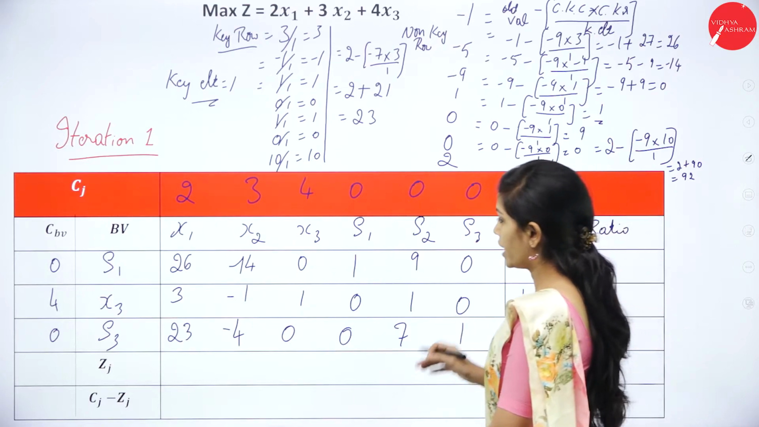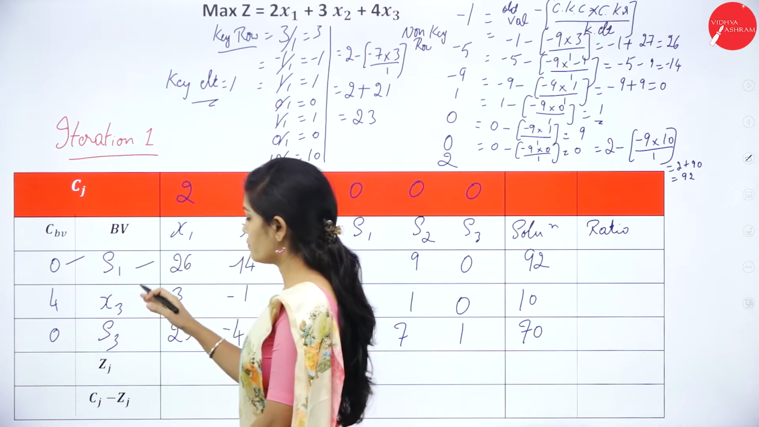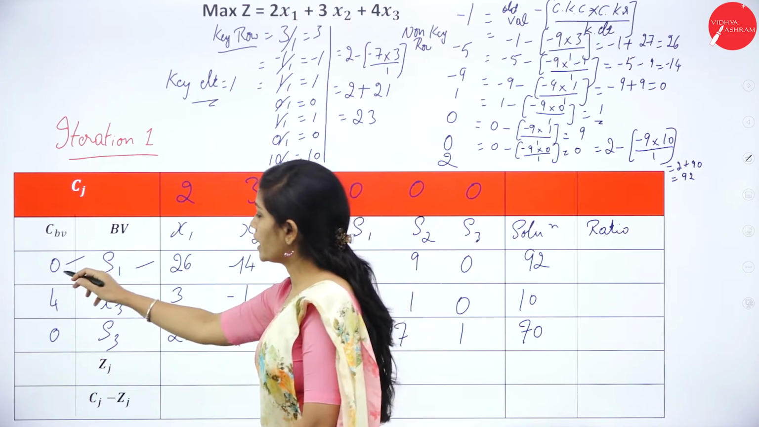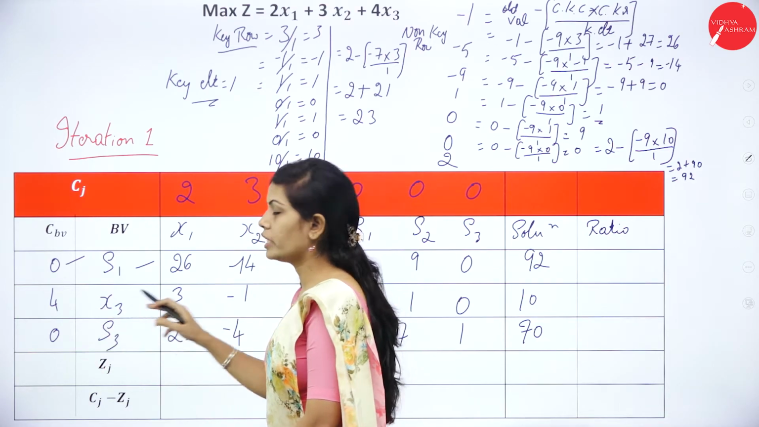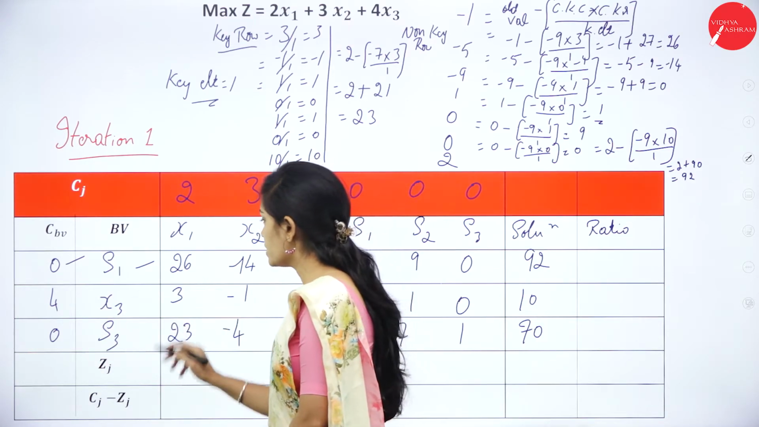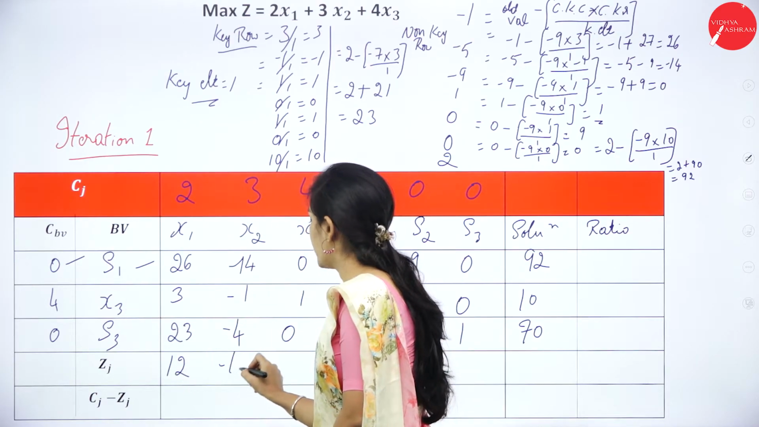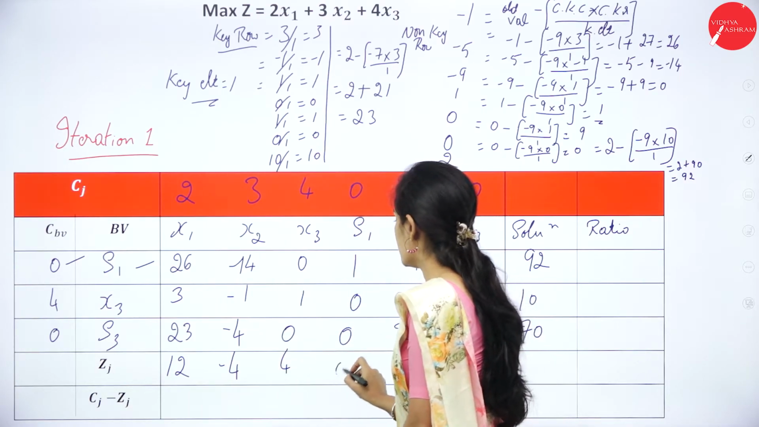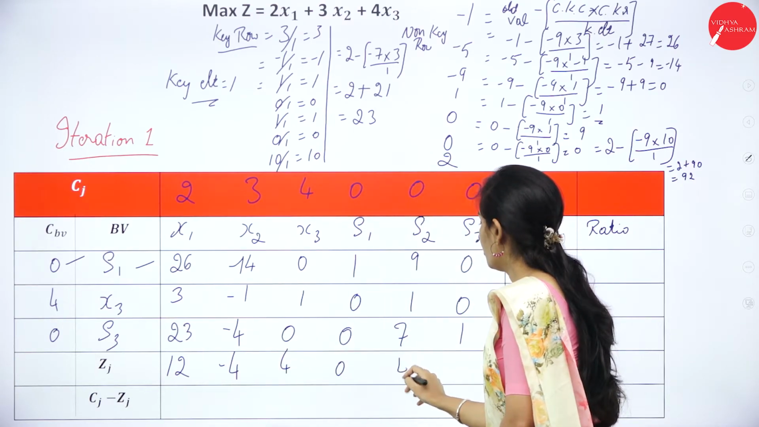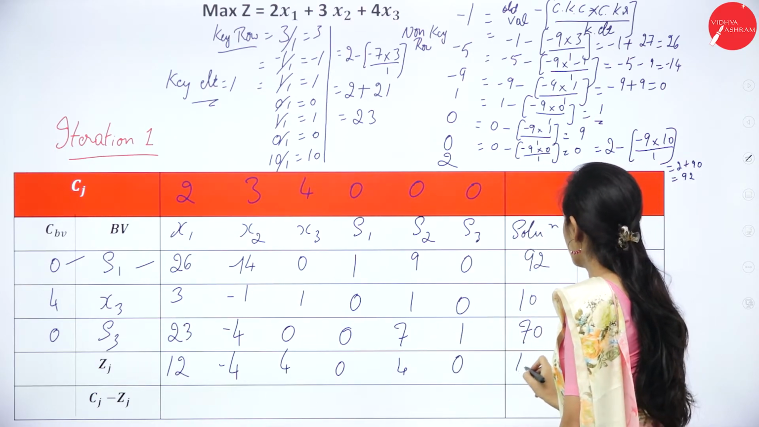So, now we can find Zj. Using these two values, we can find the Zj value. So, 0 into any number is 0 only. So, 4 into 3 is 12, plus 0 into 0 is 0. And 4 into minus 1 is minus 4. 4 into 1 is 4 and 4 into 0 is 0. 4 into 1 is 4 and 4 into 0 is 0 and 4 into 10 is 40.